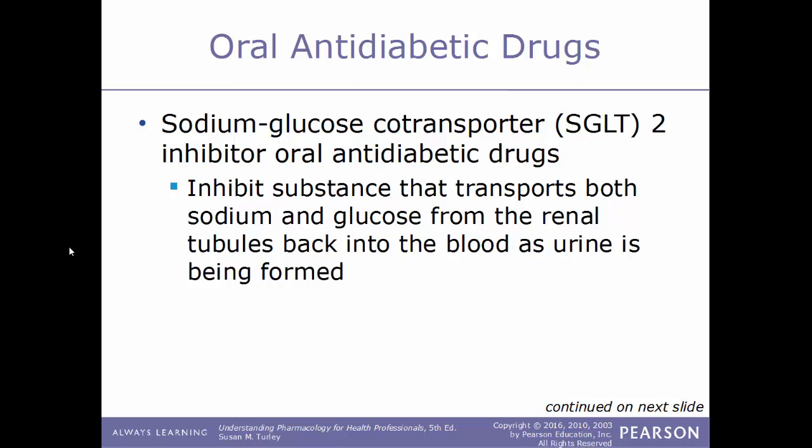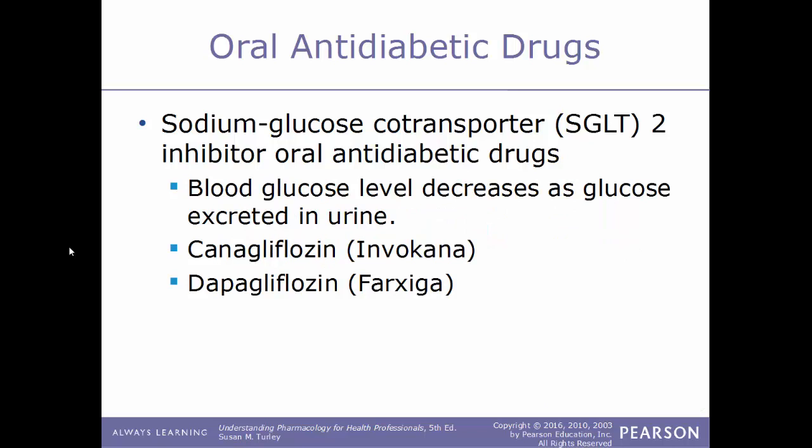The other type of oral antidiabetic drug: sodium glucose cotransporter 2 inhibitors. These are also known as SGLT2 inhibitors. And these work because they inhibit the transporter from moving both sodium and glucose from the renal tubules back into the blood as urine is being formed. So when this happens, blood glucose levels decrease as glucose is excreted in urine. And some examples of this type of drug would include canagliflozin, sold under the trade name Invokana, and the drug dapagliflozin, sold under the trade name Farxiga.